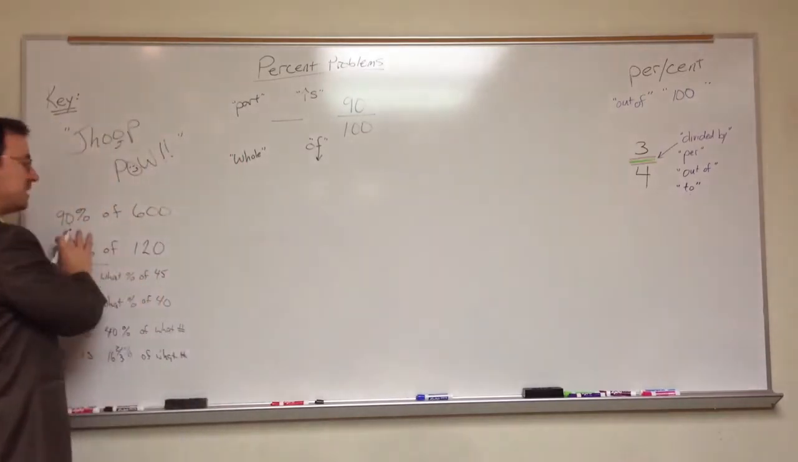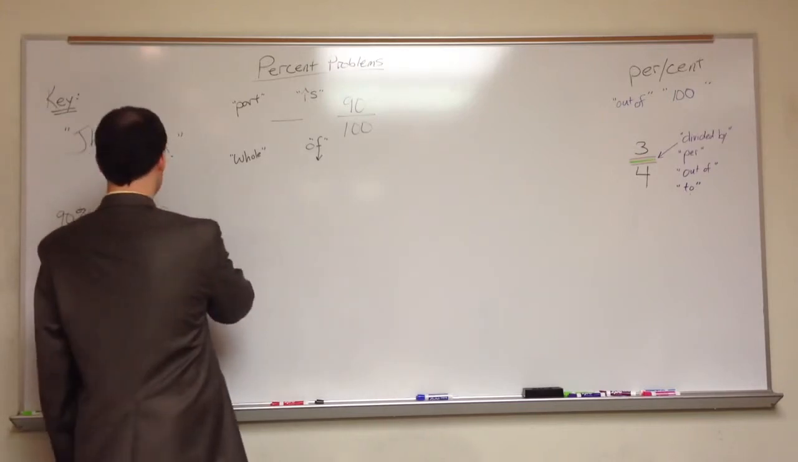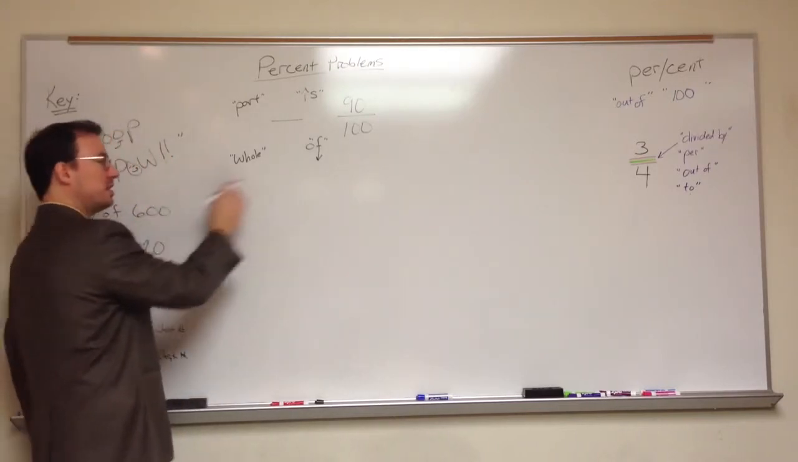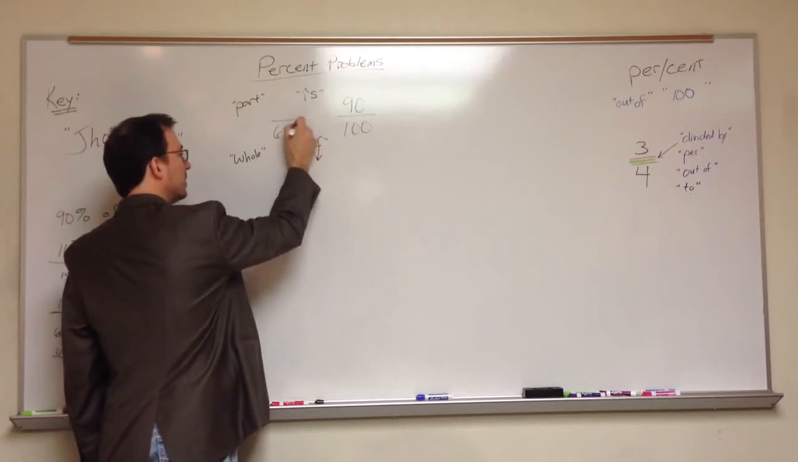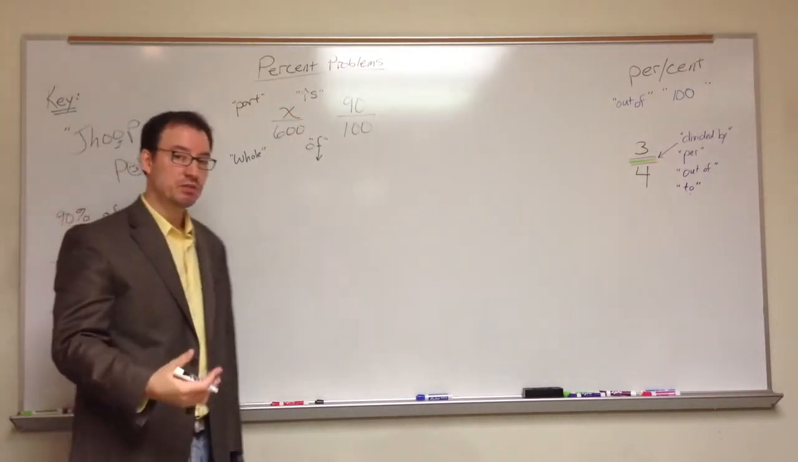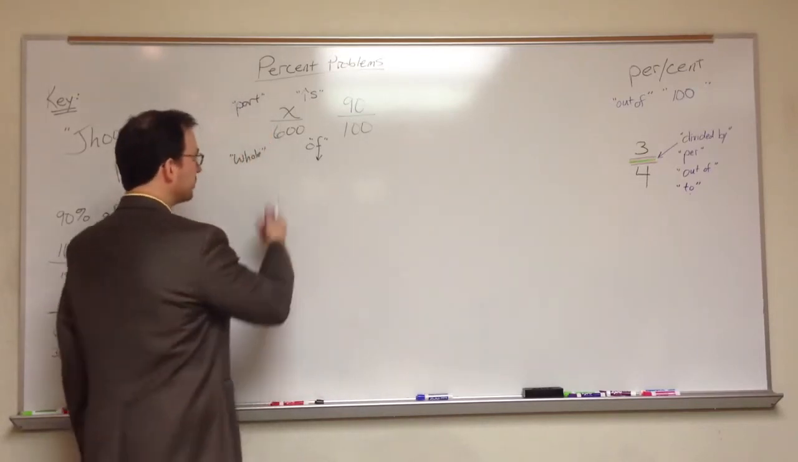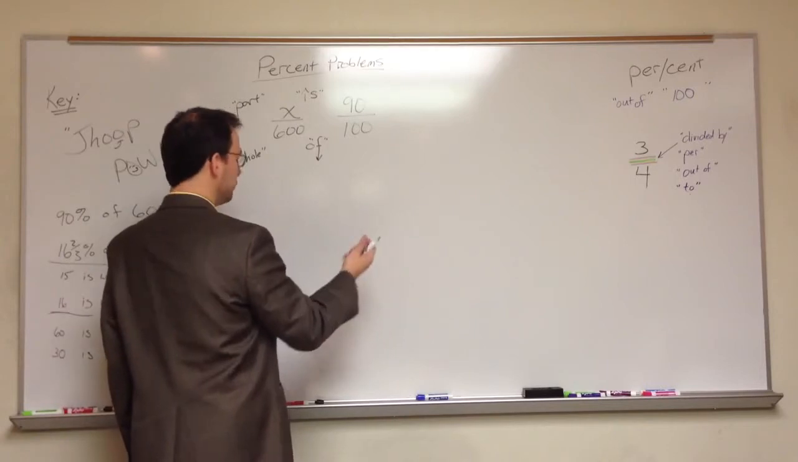So we go back to our thing, 90% of 600 is something. 90% of 600 is what? Whenever there's a what or something you don't know, that's X, it holds the spot. That'll come in handy here in just a second. So now is our setup. Now we are ready for the zoop-pow.